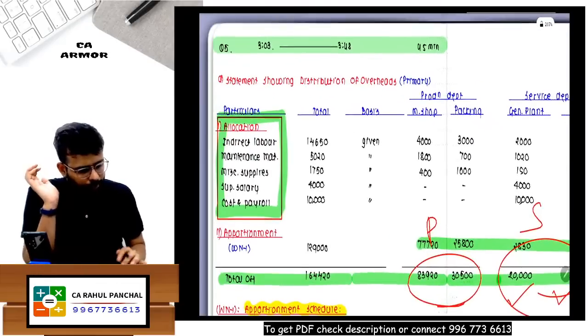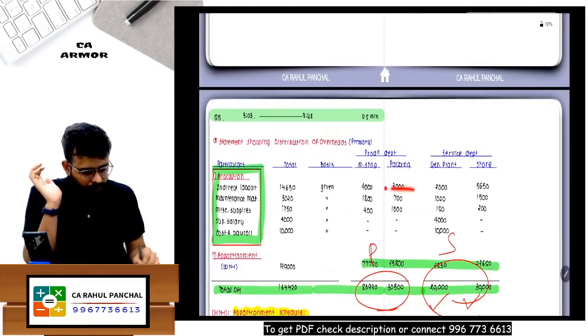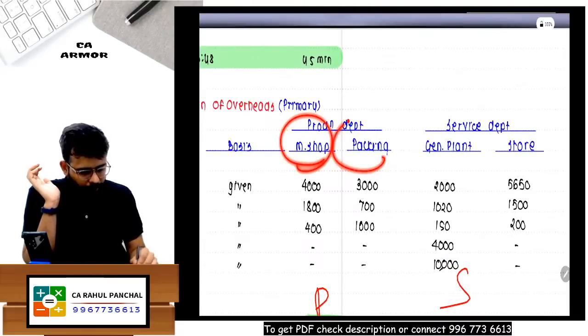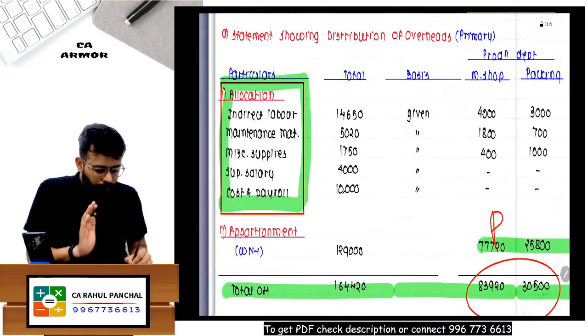The format will be made. That is a statement showing overheads. There are 4 columns: machine shop, packing, general plant, and stores and maintenance. There are 4 columns. Okay.